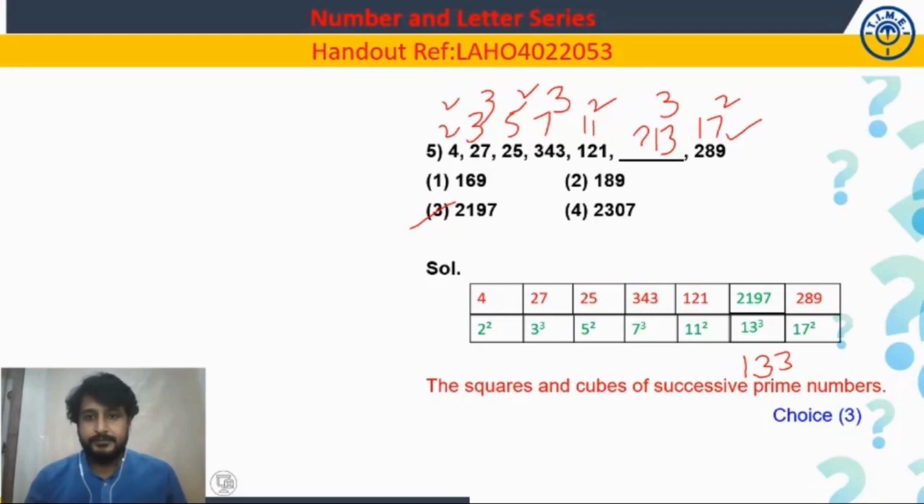Any confusion? That's great. 2 square, 3 cube, 5 square, 7 cube, 11 square, 13 cube, 17 square. Completed noting? Shall we move to the next question?